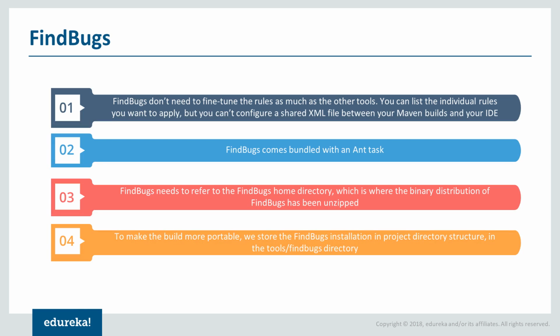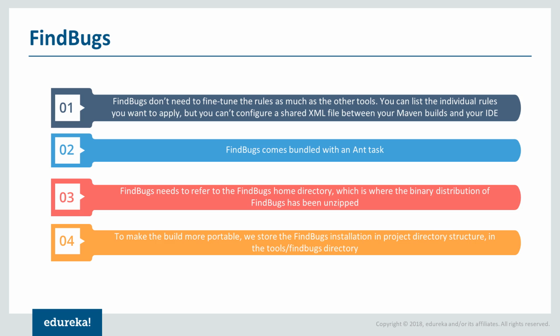Some of the important things to remember about FindBugs is that, first, FindBugs doesn't need you to fine-tune the rules as much as the other tools. You can list the individual rules you want to apply, but you can't configure a shared XML file, let's say, shared between your Maven builds and your IDE. Most of the tools we are looking at here are configurable with your IDEs like Eclipse or IntelliJ or some other tools as well.